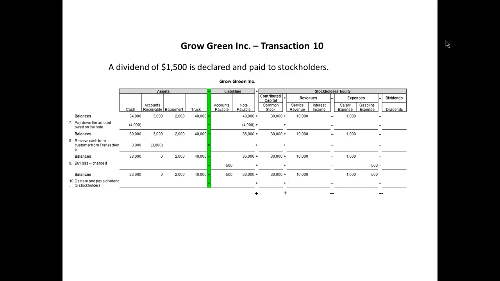Grow Green's cash is decreasing, so the $1,500 is a negative in the cash column. Dividends just went from 0 to $1,500, that is increased, so gets a positive $1,500. Dividends behave like expenses, always increasing. The new cash balance is $31,500. The new dividends account balance is $1,500, and the rest of the balances are unchanged.